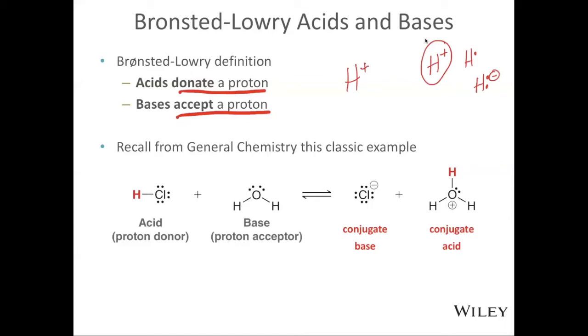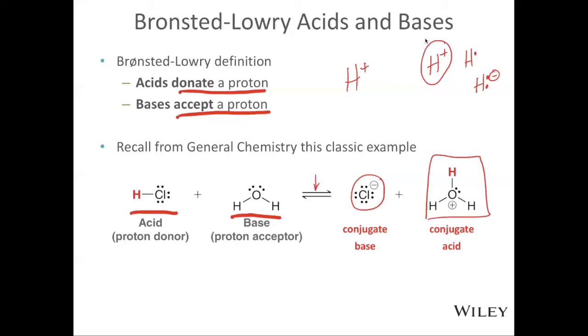Also recall from general chemistry that we can have an acid, which is our proton donor, reacting with a base, which is our proton acceptor. And on the other side of the equilibrium arrows here, we have the conjugate base, which is the base that is left after the proton is donated, and we have our conjugate acid. And our conjugate acid is the acid that is left after a proton has been accepted.